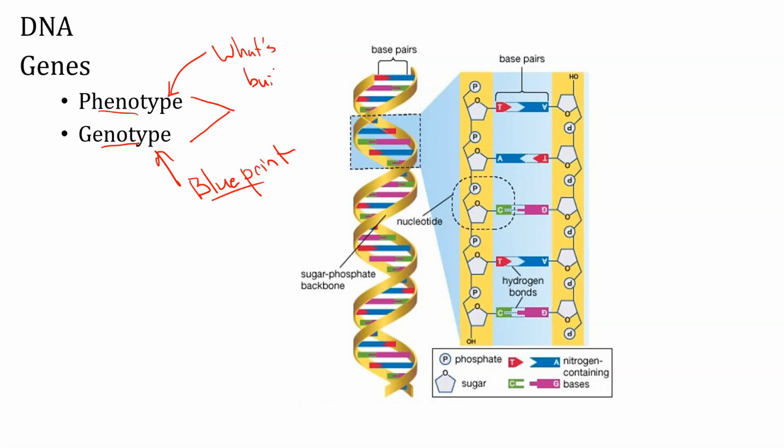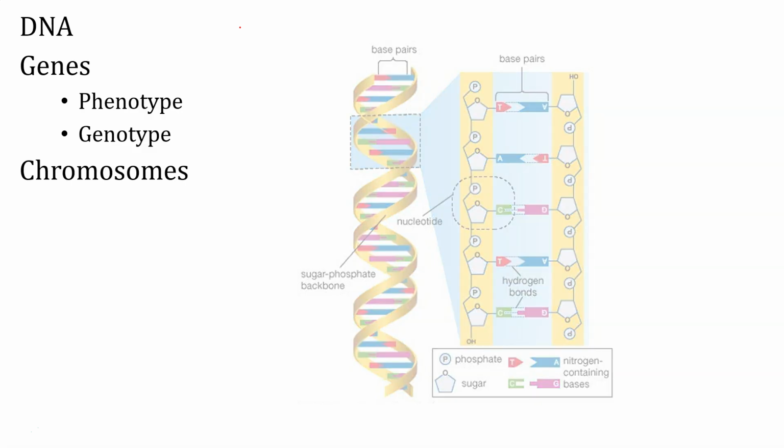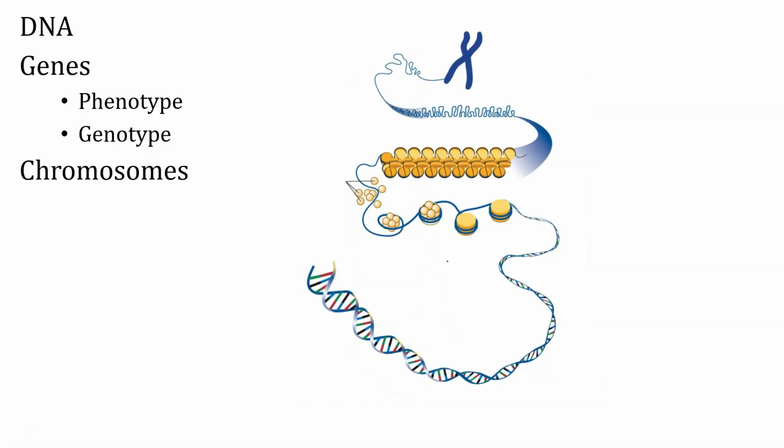It's the finished product. It's the thing that we see. Genotype will be a combination of these letters, or it's the information stored on the gene. The phenotype is the actual thing that you see. It's the trait that you possess.